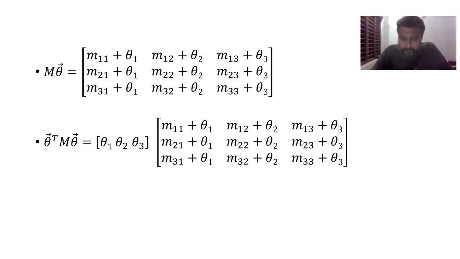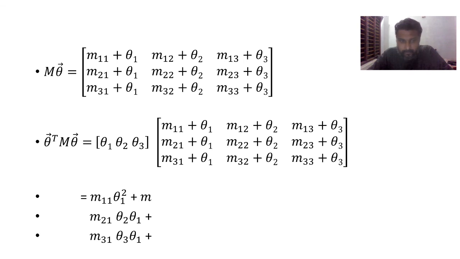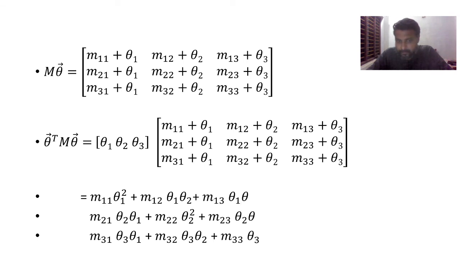Okay, a small mistake here in the second equation, so that will change to m11 theta 1 square plus m12 theta 1 theta 2 plus m13 theta 1 theta 3 plus, I think this will be correct, m21 theta 2 theta 1 plus m22 theta 2 square plus m23 theta 2 theta 3 plus m31 theta 3 theta 1, m32 theta 3 theta 2 plus m33 theta 3 square. This is correct. Okay, the only thing is in the theta transpose matrix, a small mistake.